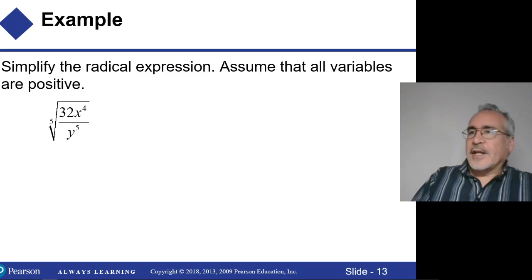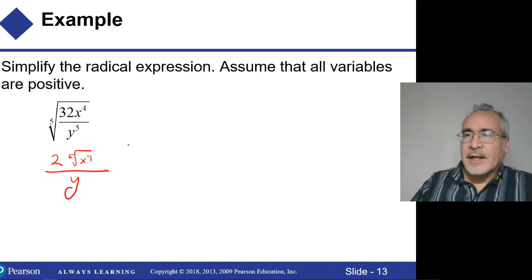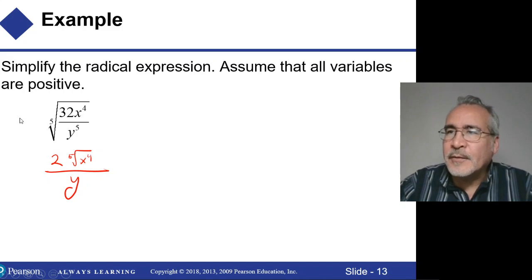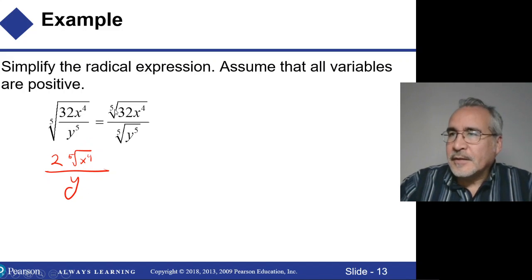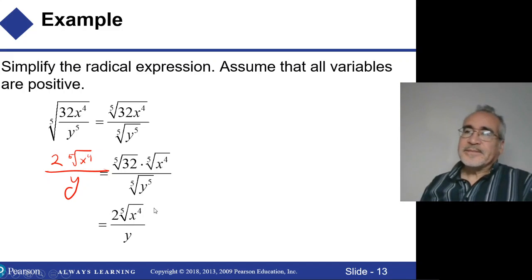Fifth roots, same type of thing. We're going to break this up, and the fifth root of 32 is 2. X to the fourth, there's not 5 in there, so that's got to stay inside that fifth root, right? X to the fourth. But y to the fifth, there's 5, so 1 comes out. The price is 5 y's to get 1 out. And they break it down, and you'll see this part here is 2, the bottom part is just y, and we have the same answer. Okay.